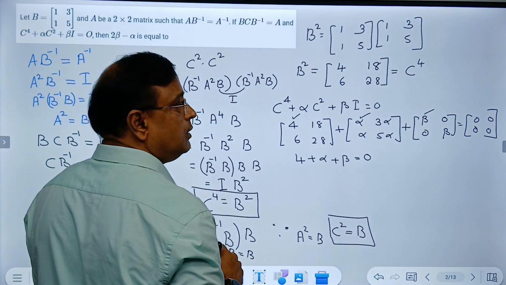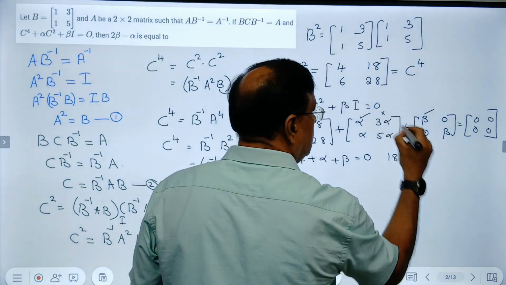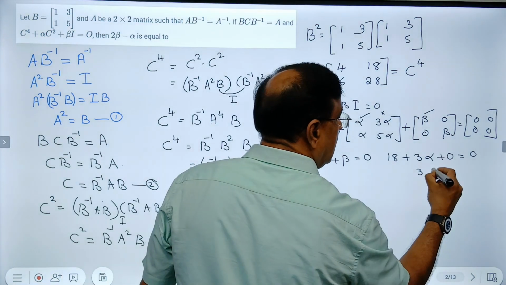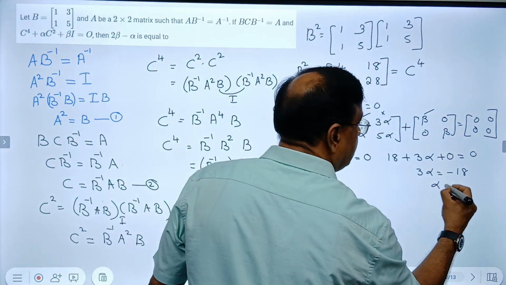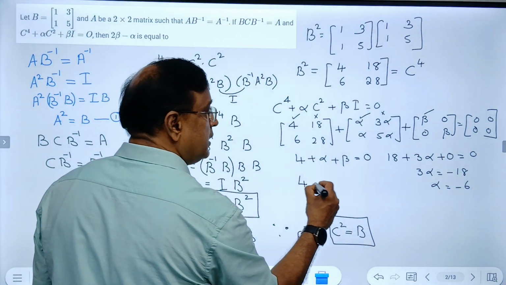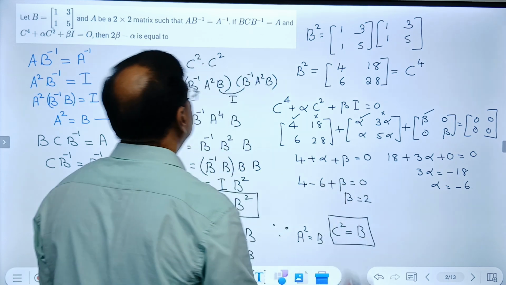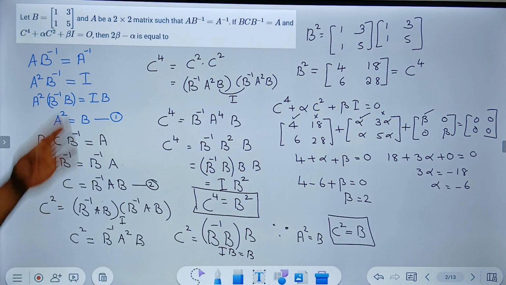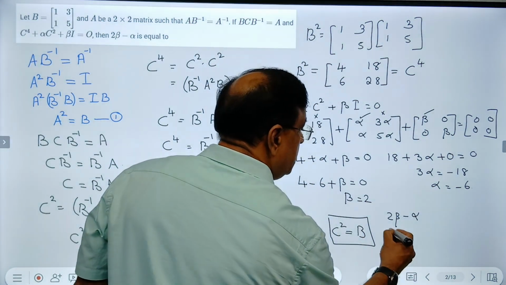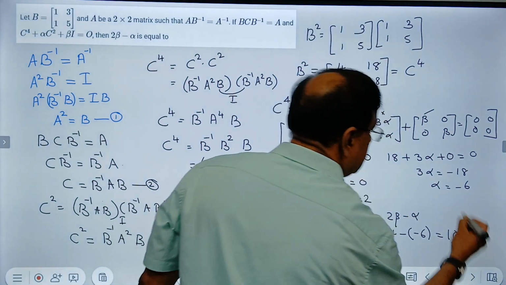That's one equation. And second equation will be 18 plus 3 alpha plus 0 equal to 0. So from this 3 alpha equal to minus 18. So alpha equal to minus 6. Once you get alpha as minus 6, substitute here. So you get 4 minus 6 plus beta equal to 0. Therefore beta equal to 2. Now that I got the value of alpha and beta, take 2 beta minus alpha. 2 beta is 4, minus alpha is minus 6. So the value is 10.